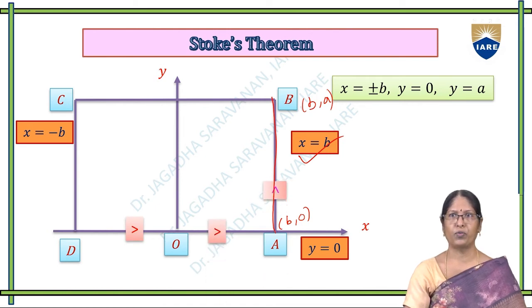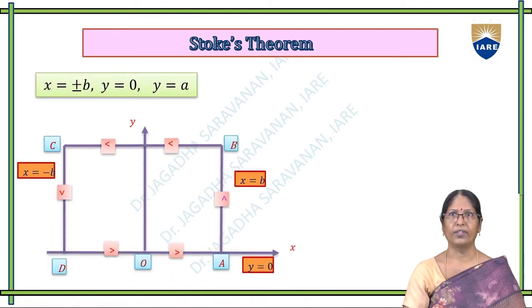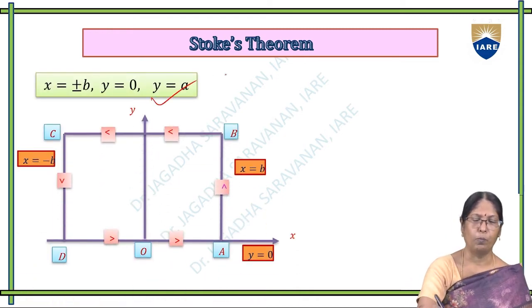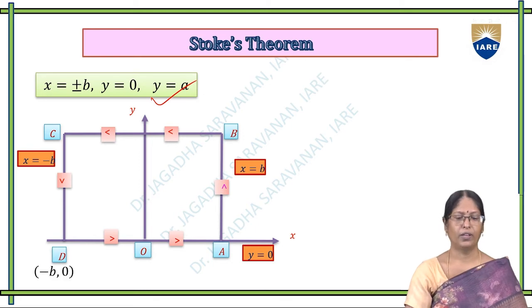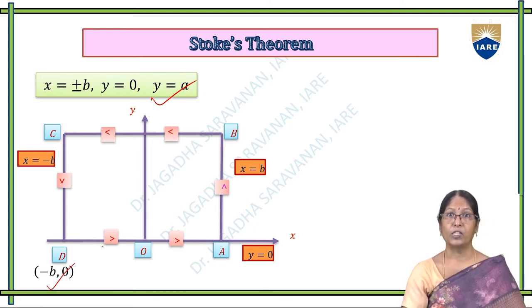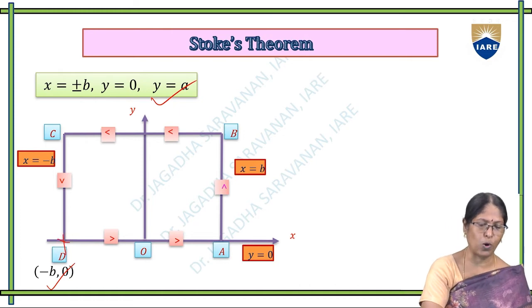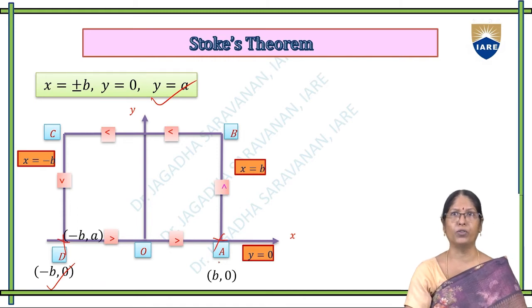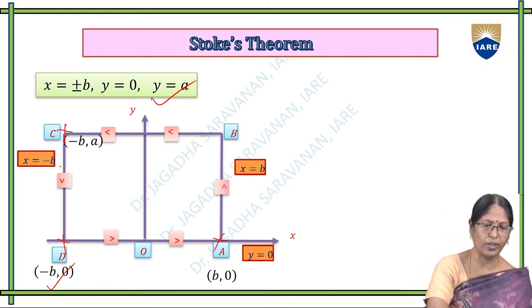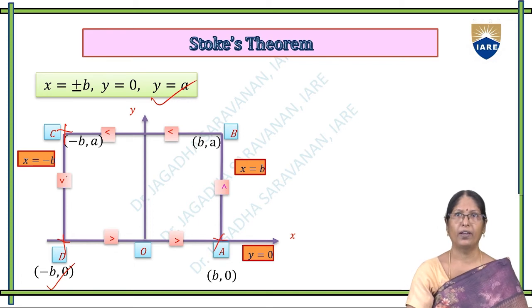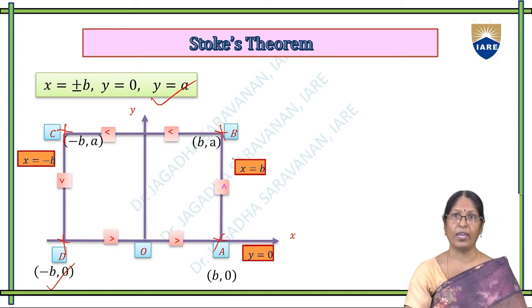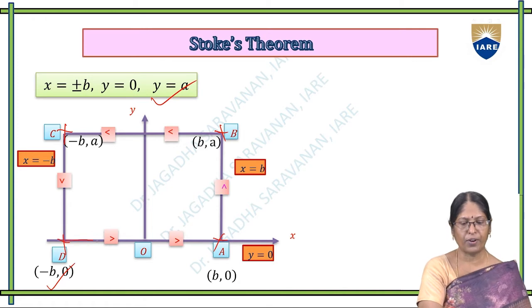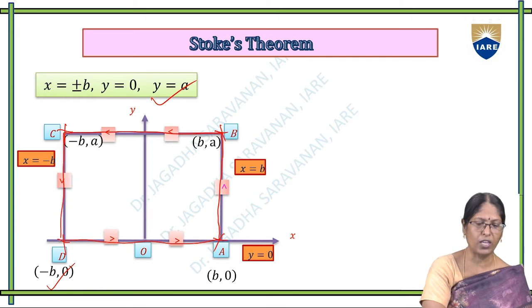We can see the direction of the arrow marks which is given. We can see this slide, the bounded region condition. The points we can see: minus B comma 0 is the point D, and the point A is B comma 0. The C point is minus B comma A, and this point is B comma A. So it is compulsory to go from D to A to B, B to C, C to D.